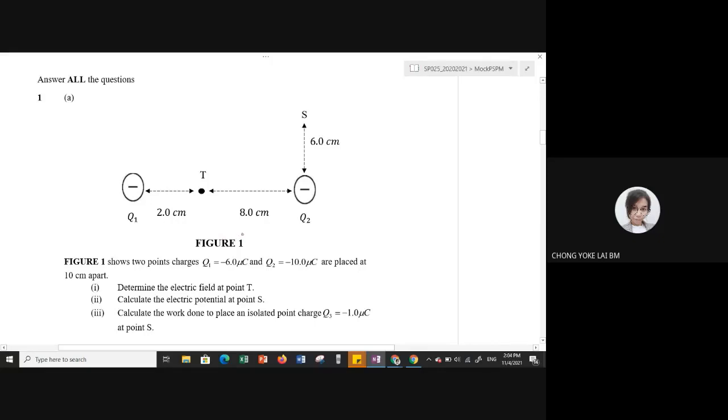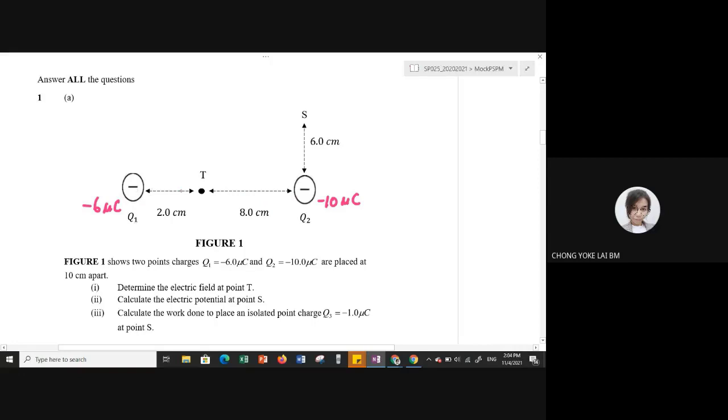Question 1 is 10 marks. So question 1, question A, it gives us two negative charges, Q1 and Q2. Two point charges: Q1 is negative 6 microcoulomb, Q2 is negative 10 microcoulomb, placed 10 cm apart. So the distance between the two charges is 10 cm.